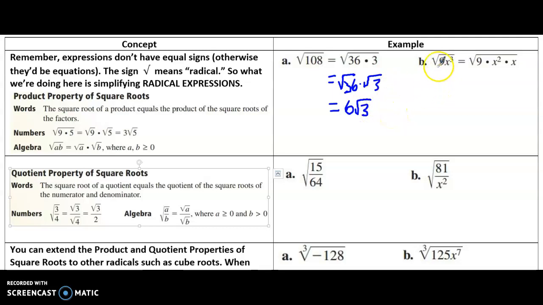Okay, so now looking at the square root of 9x to the third. Well, that's the same as 9 times x squared times x. Now you might be going, okay, 9's a perfect square, so when we use the product property of square roots, that's simple. I get the square root of 9. I know that's going to end up being 3.